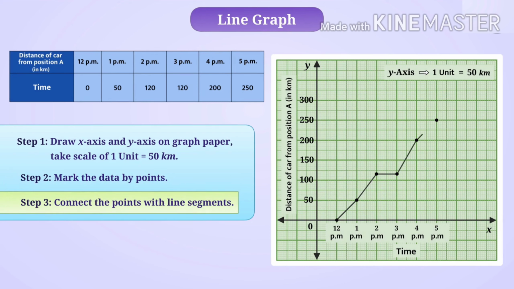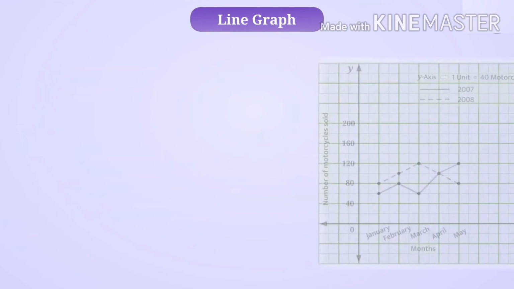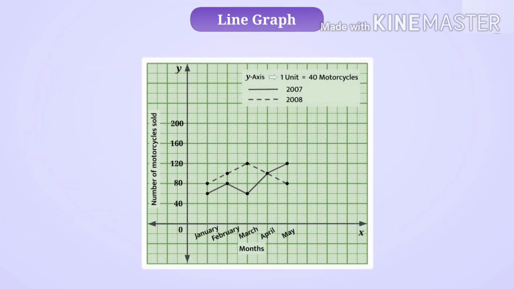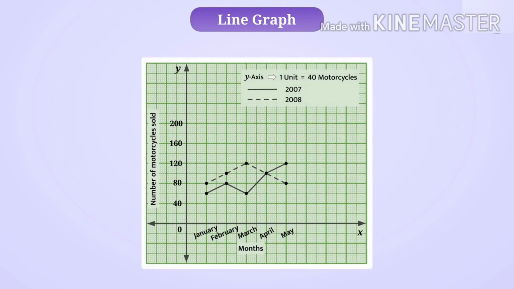This shows us how the data fluctuate. So this is how a line graph is drawn. In the line graph we can also show two types of data, as shown in this example. Here the number of motorcycles sold in a particular month is given. The first line shows the data for 2007 and the dotted line shows the data for 2008.